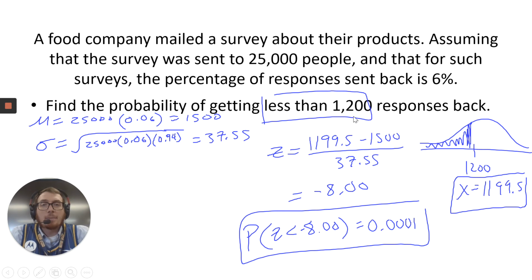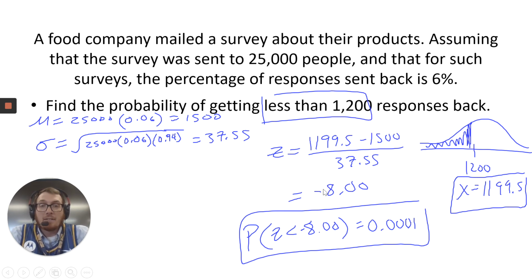Because I want x to be less than 1,200, I can't use x as 1,200. Now sometimes you'll get the right probability, but your answer for your z-score is technically wrong. So pay attention to that idea. Since I don't want to include 1,200, I want less than, I need to move everything half smaller than that. So that makes it 1199.5. That's my x value that I use because I'm on a continuous scale versus a discrete scale. 1199.5 minus 1,500 divided by 37.55 will be -8.